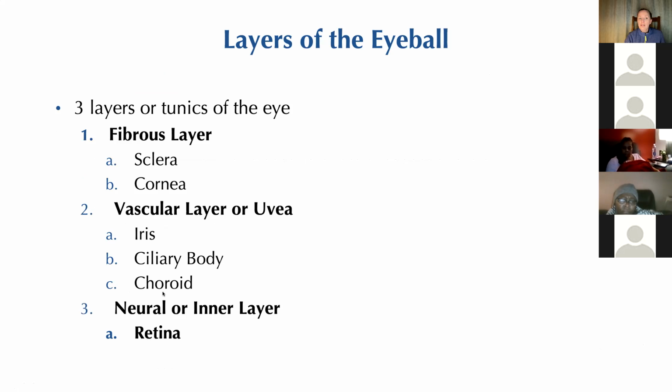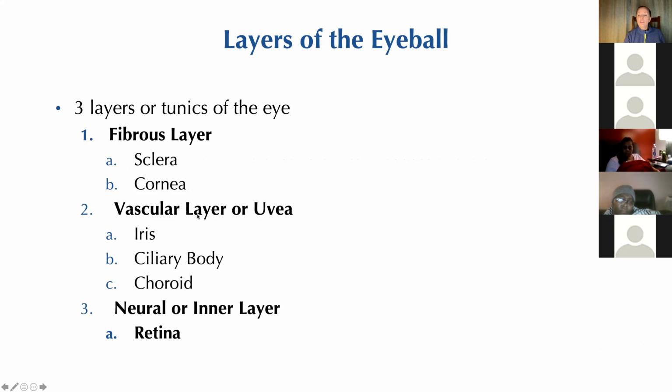All right, so the three layers of the eye, or three tunics. We have the fibrous layer on the outside. That's largely going to be our sclera, which is the back 5/6 of the eye, and the cornea, which is the front 1/6 that's over the lens.